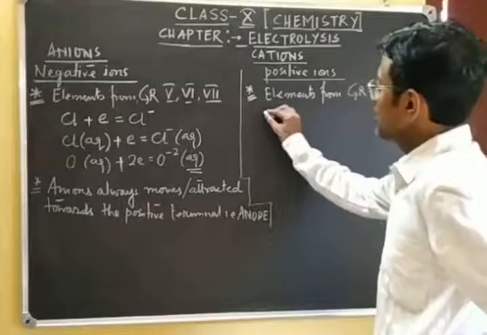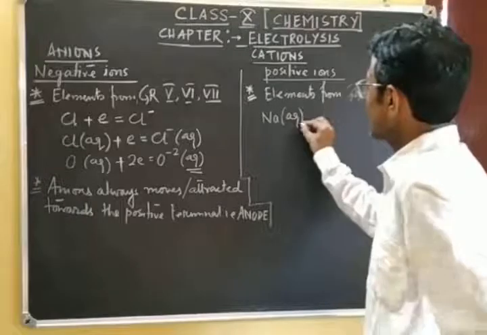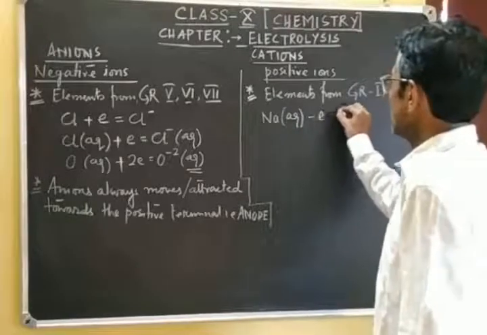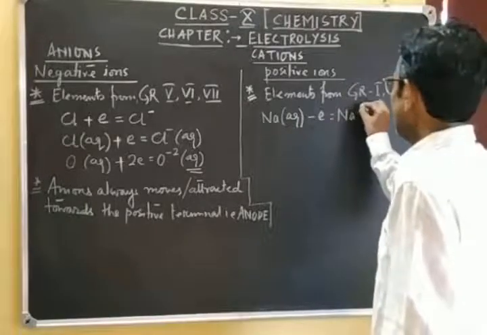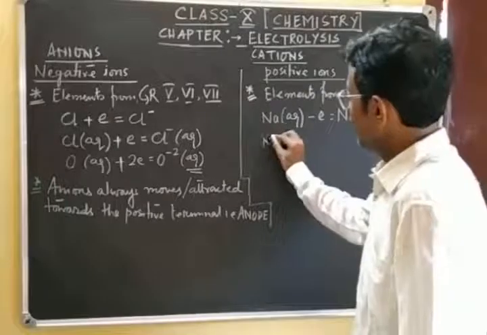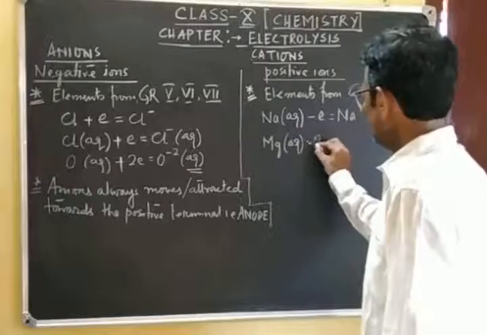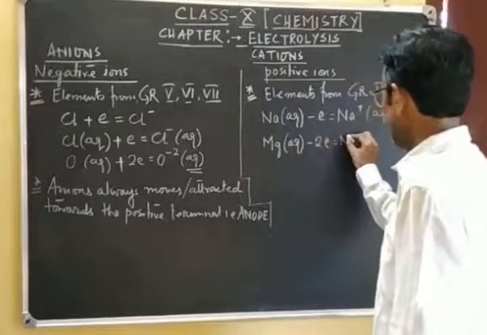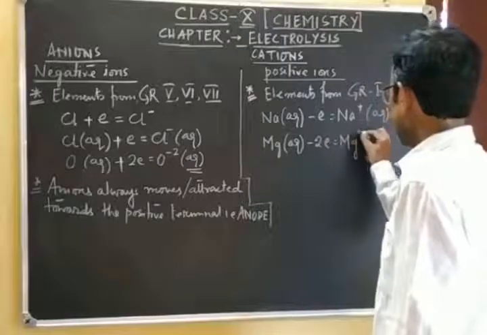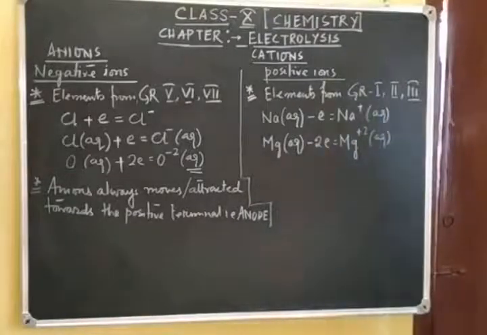Now the elements which lose electrons, say sodium, aqueous, will lose an electron to form Na+ aqueous. Say magnesium, aqueous, will lose 2 electrons to form Mg2+ aqueous. Like this it goes on. So these are called cations.